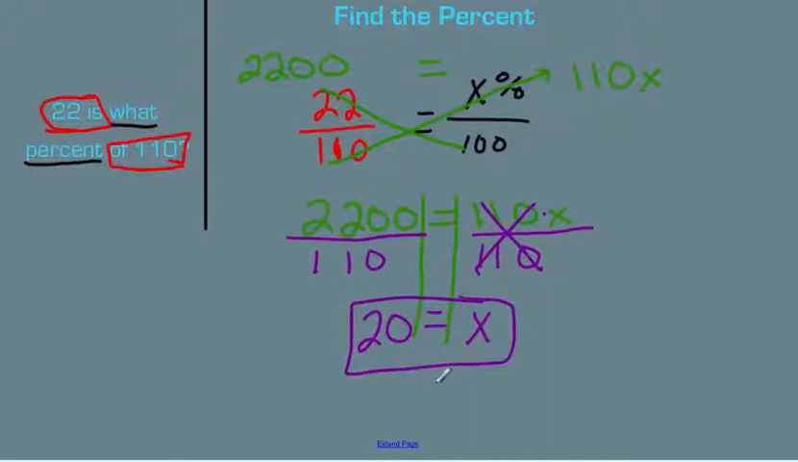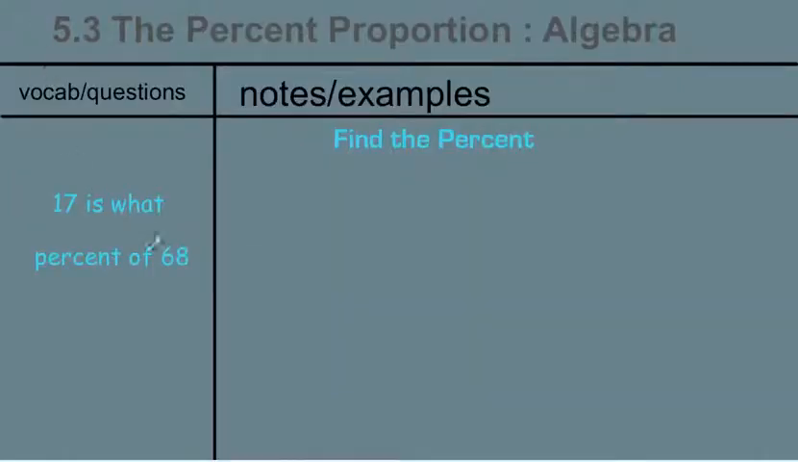Now, you have to remember, what were you solving for? So go back to this original statement here that said what percent. So yes, we got 20 as an answer, but that 20 is a percentage. And what does this percentage mean? So then we have to go back to our problem here. 22 over 110. 22 is 20% of 110. All right, let's try another problem.